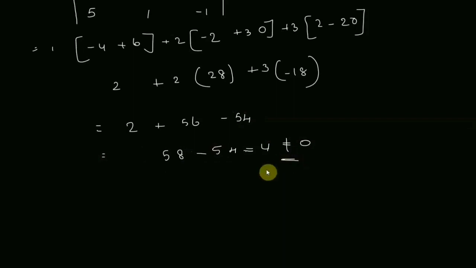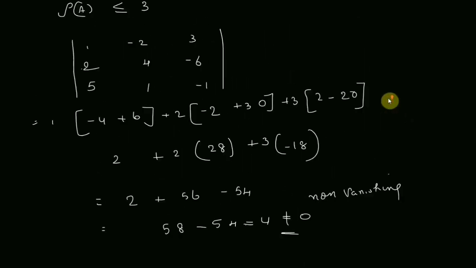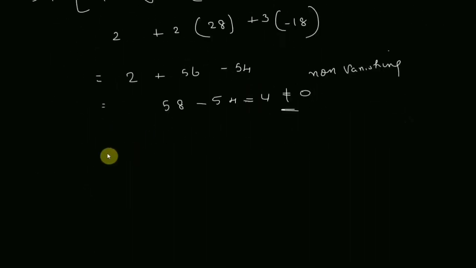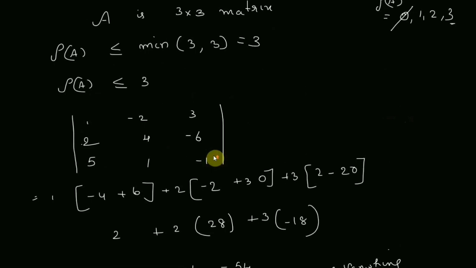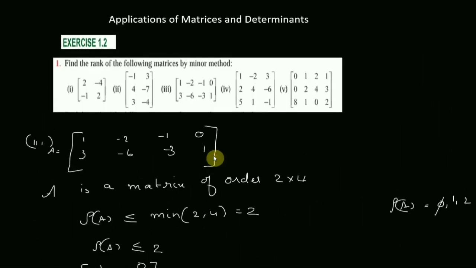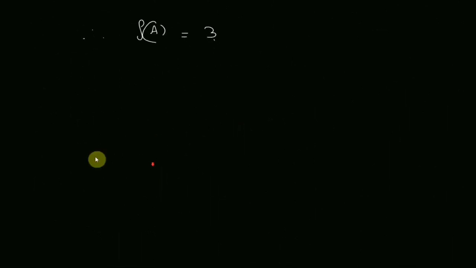So 4 is not equal to 0. So we got a non-vanishing minor. That means we got a non-zero minor. As I told you, once you get a non-zero minor, you can just stop there because we have found a highest order non-vanishing minor. So rank of A will now be equal to 3. The order of this non-zero minor is 3. That is the rank, the highest order of non-vanishing minor. Now we'll move on to the next question. Question number 5.